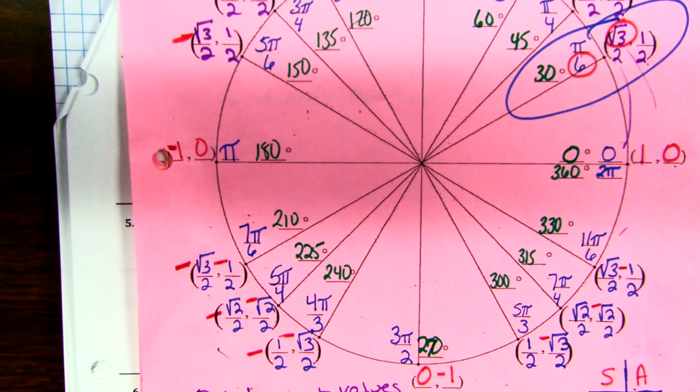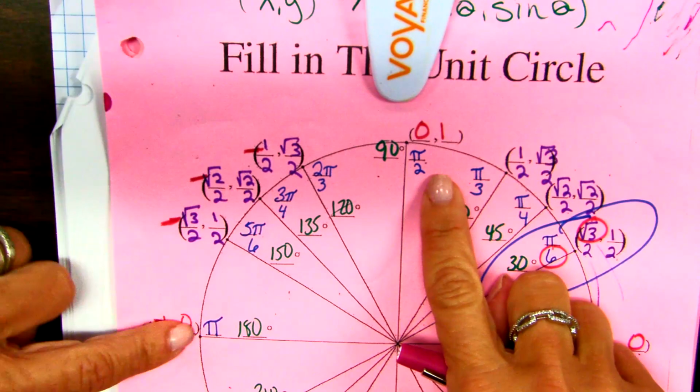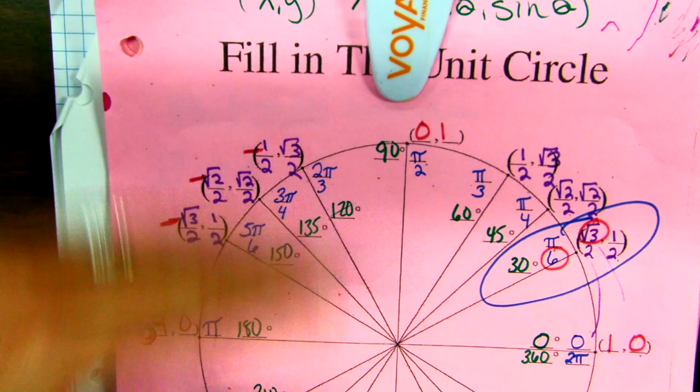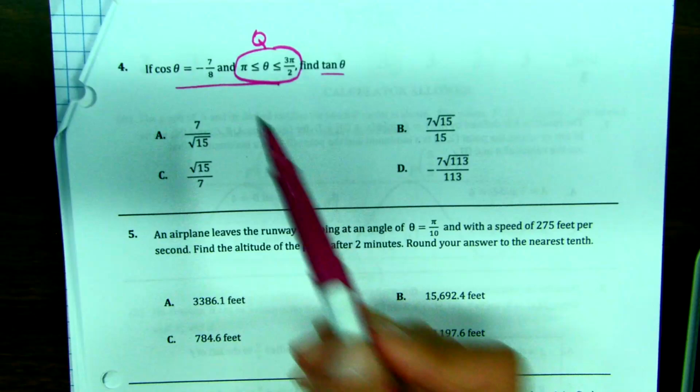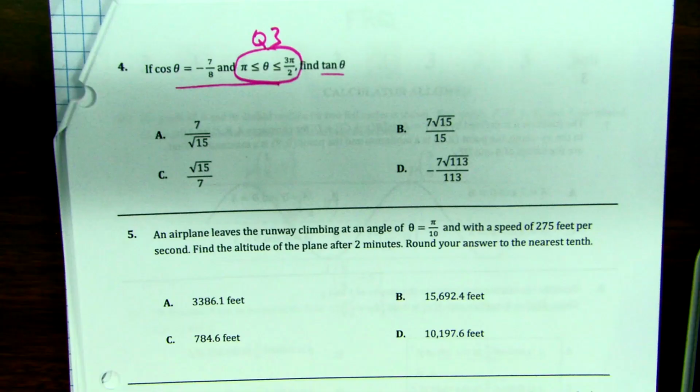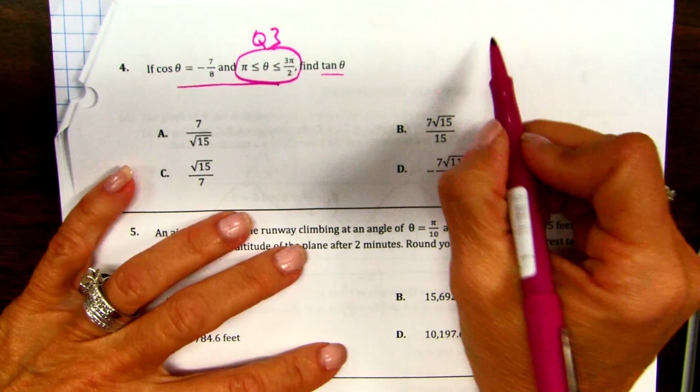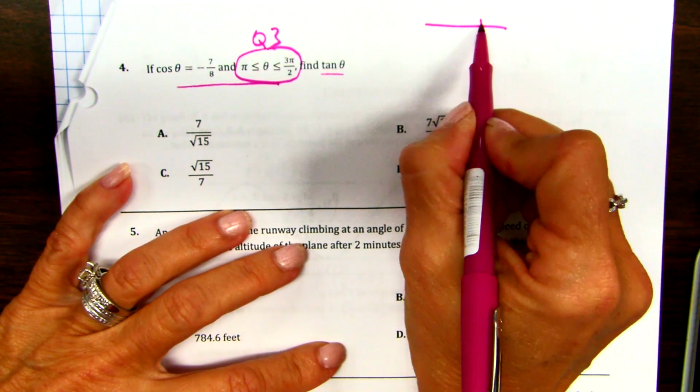I could have said theta is between pi over 2 and pi. Quadrant 2. You get the idea. Between 3 pi over 2 and 2 pi, that would be quadrant 4. So that's just code for quadrant 3. Okay? So let's draw a triangle in quadrant 3.